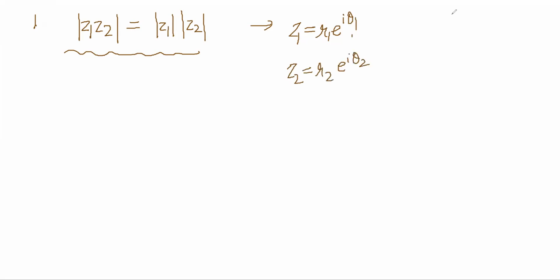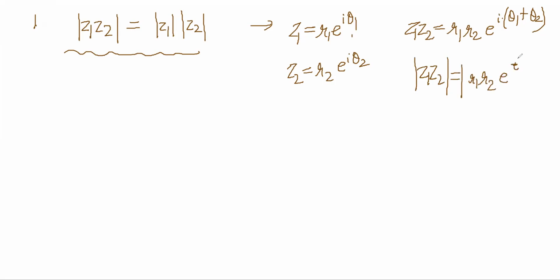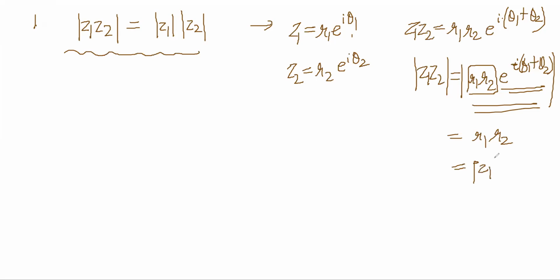So what is z1 z2? z1 z2 will be equal to r1 r2 e power i(theta 1 plus theta 2). So mod of z1 z2 will be mod of r1 r2 e power i(theta 1 plus theta 2), right? Now this is a complex number where e power i theta is the angle part that specifies the angle at which it is, and obviously the length is r1 r2. So mod of that complex number should be r1 r2, which is equal to mod z1 mod z2, right?